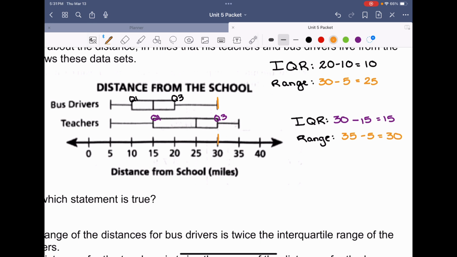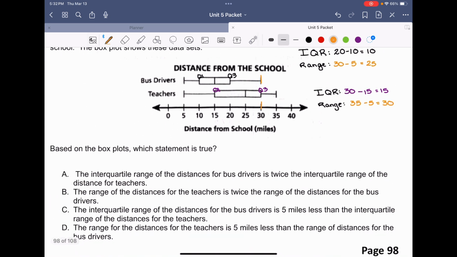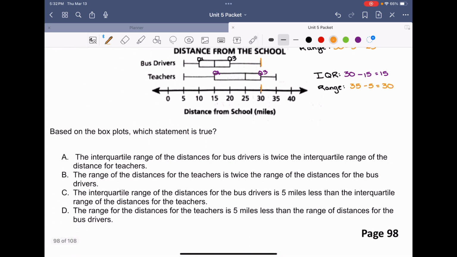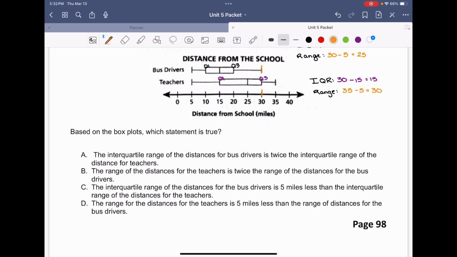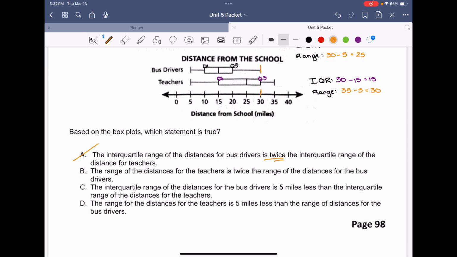So both the interquartile range and the range are larger, but I think it goes through and gives you a little bit more detail. So it says that A, the interquartile range of the distances for bus drivers is twice that of the interquartile range of the distance for teachers. That is not the case because it is not twice, so we're going to cross that one off. B, the range of the distances for the teachers is twice the range of the distances for the bus drivers. Well, the range is a little bit higher, but it's only higher by 5, so it's definitely not twice as high.